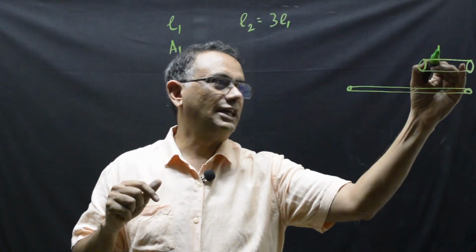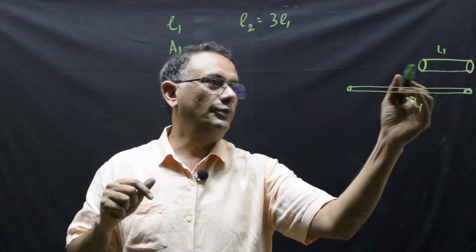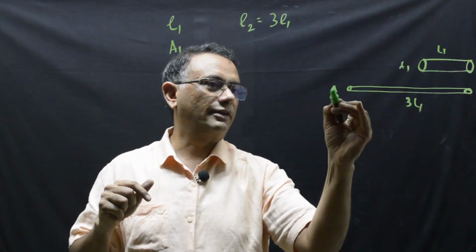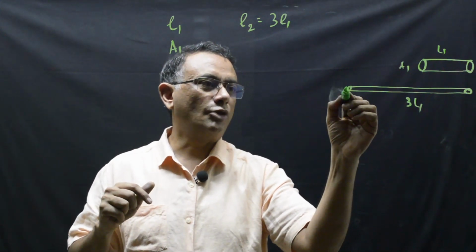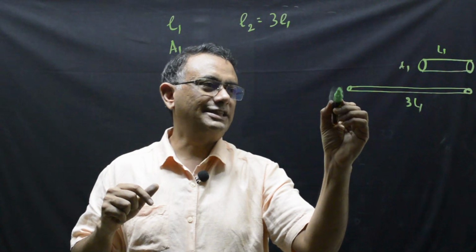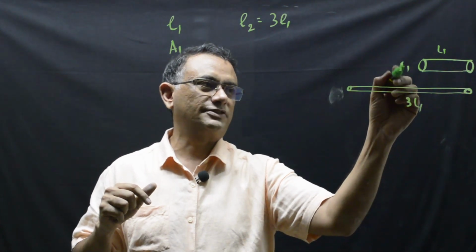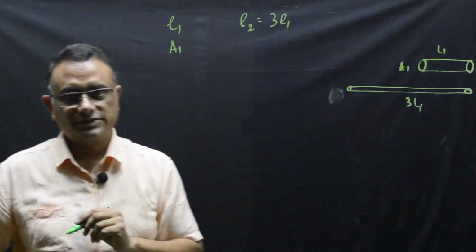Okay, so this was L1, now this is 3L1. We can't take this as A1 and A1, right? This area is now going to change. So we have to find out how much this area A1 is going to be with respect to this. Okay. How do you do this?